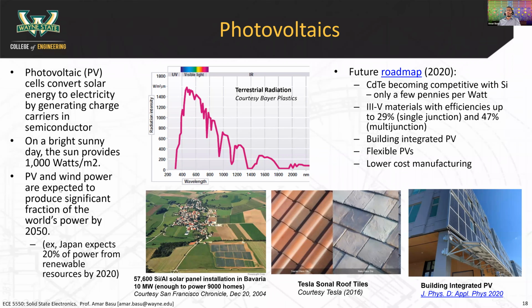Okay, so photovoltaics and wind power are expected to produce a significant fraction of the world's power by 2050. Japan expects 20% of power to come from renewable sources by 2020. Recently, I think the US was pledging to go primarily renewable by about the 2040 or 2050 timeframe. So this need for semiconductor-based photovoltaics will play a very important role in this.